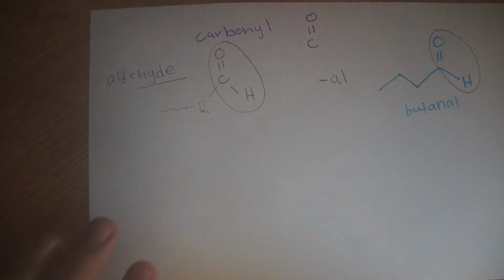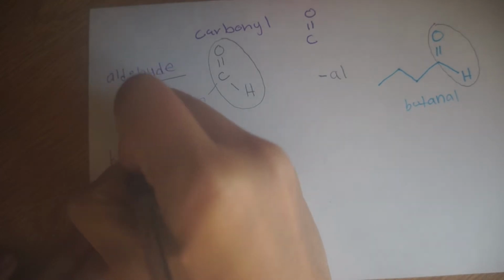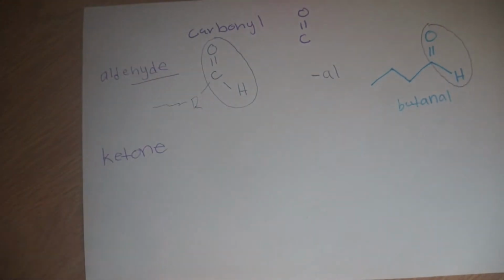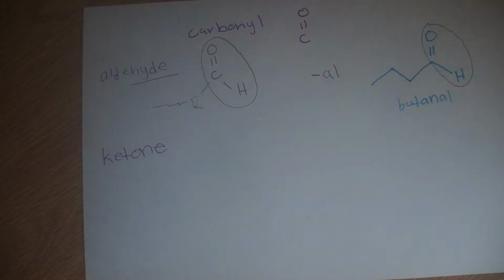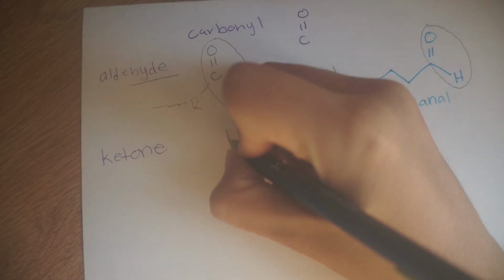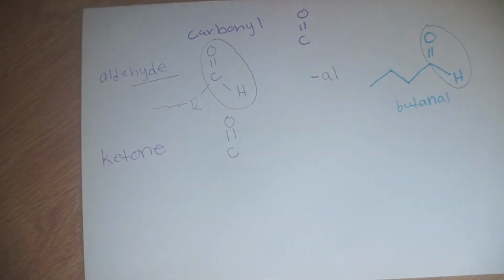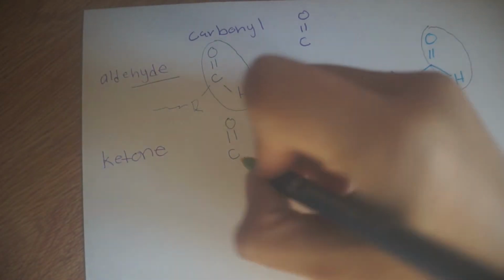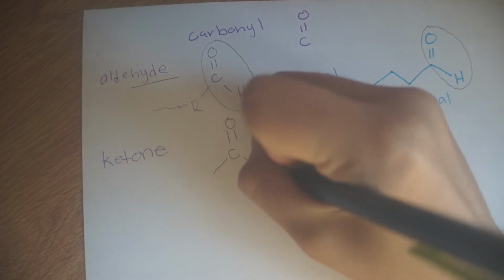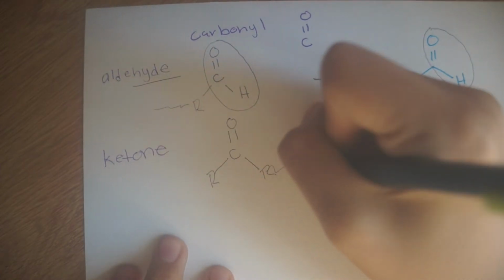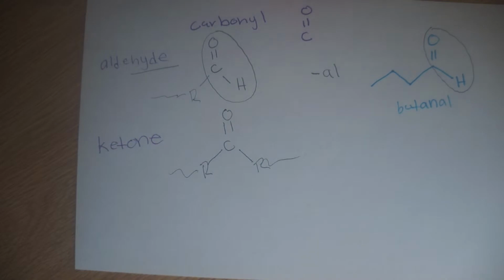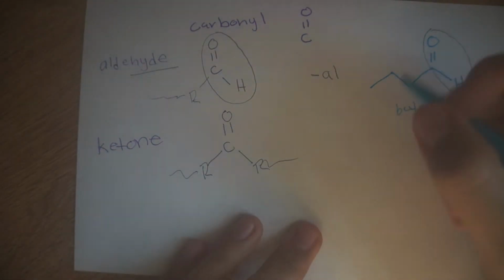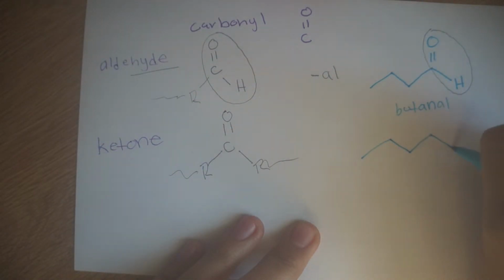Another subcategory is a ketone. And how this looks is that it has a double bond O, CO, but this is only attached to carbons. So it'll be R, R, so it could be a whole molecule. An example of this is 3.